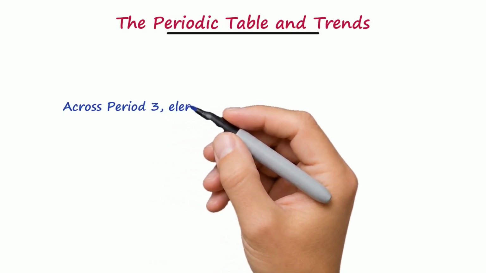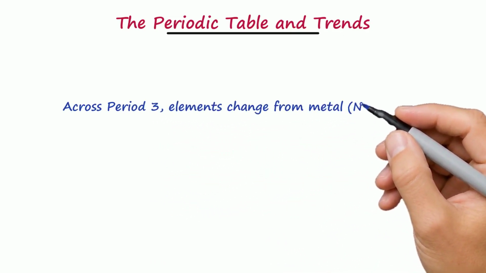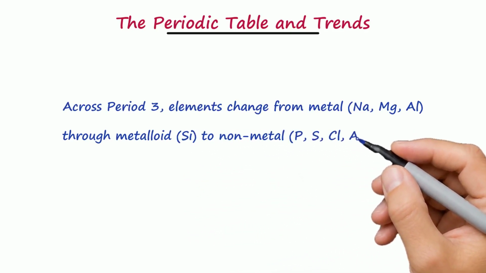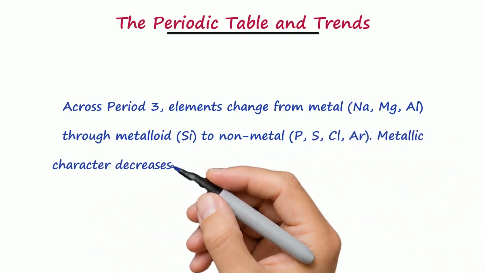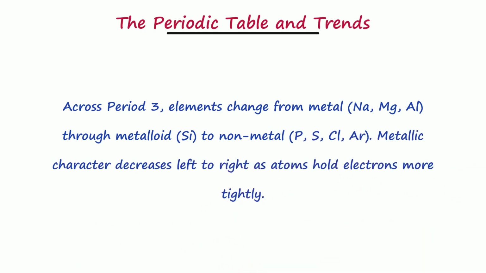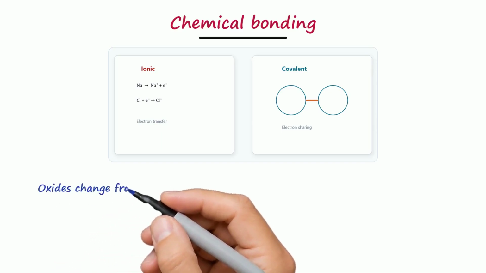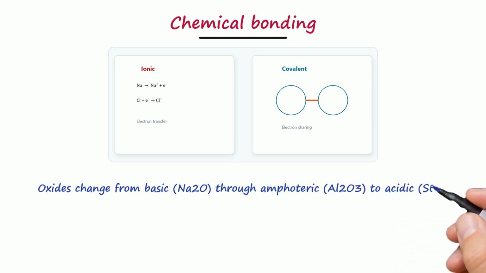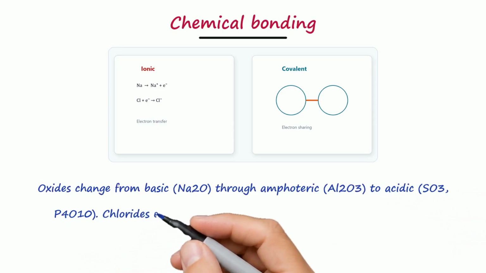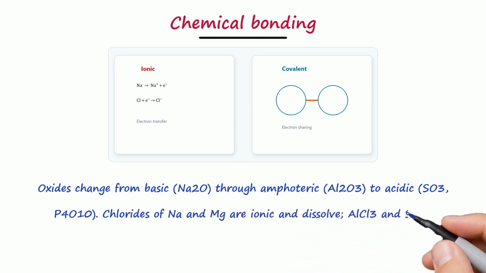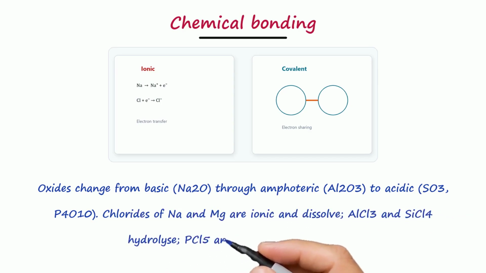Across period 3, elements change from metal, Na, Mg, Al, through metalloid, Si, to non-metal, P, S, Cl, Ar. Metallic character decreases left to right as atoms hold electrons more tightly. Oxides change from basic, Na2O, through amphoteric, Al2O3, to acidic, SO3, P4O10. Chlorides of Na and Mg are ionic and dissolve, AlCl3 and SiCl4 hydrolyze, PCl5 and SCl2 react with water.